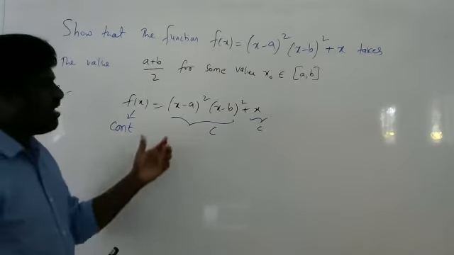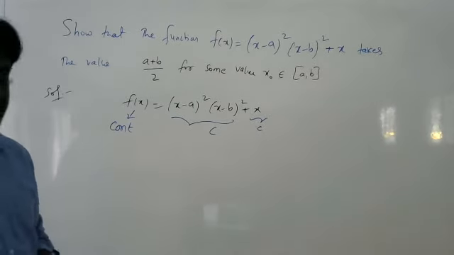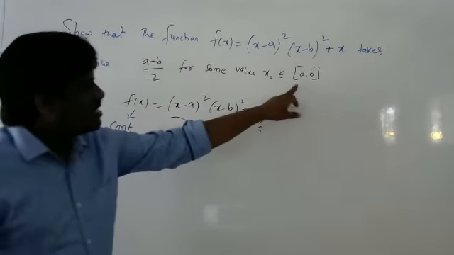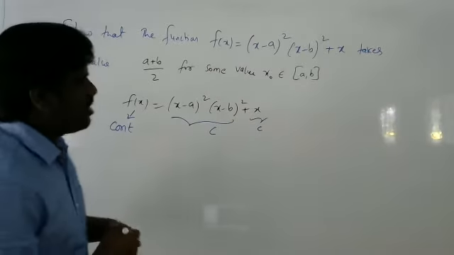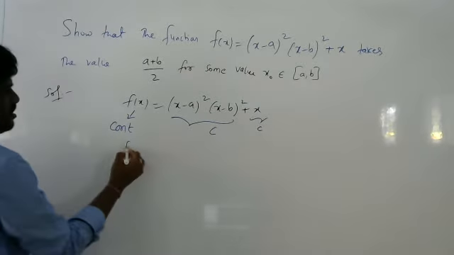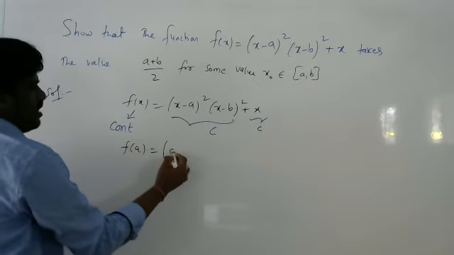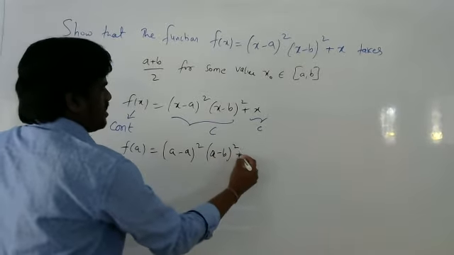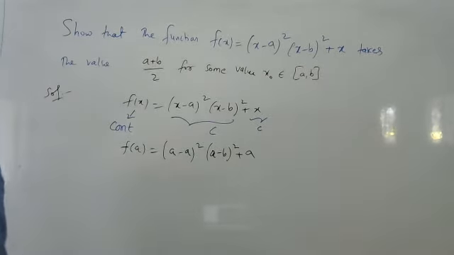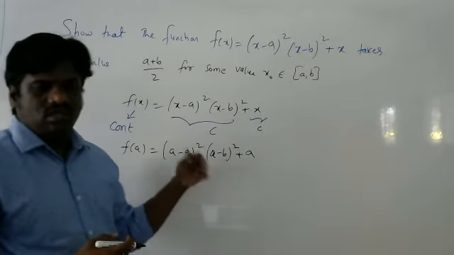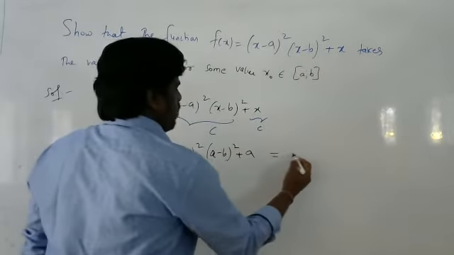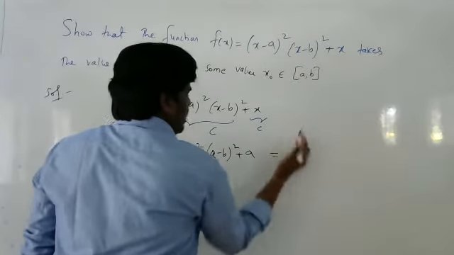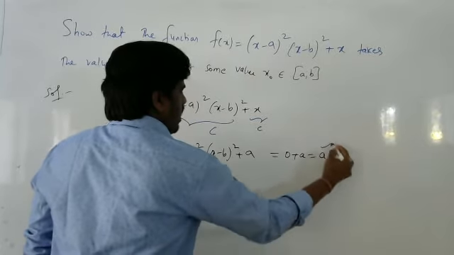According to the mean value theorem, if f of x is a continuous function, I have to check these interval values. Let us find f of a. f of a is a minus a whole square into a minus b whole square plus a. a minus a is 0, 0 into anything is 0, 0 plus a is a. So f of a, I got a.